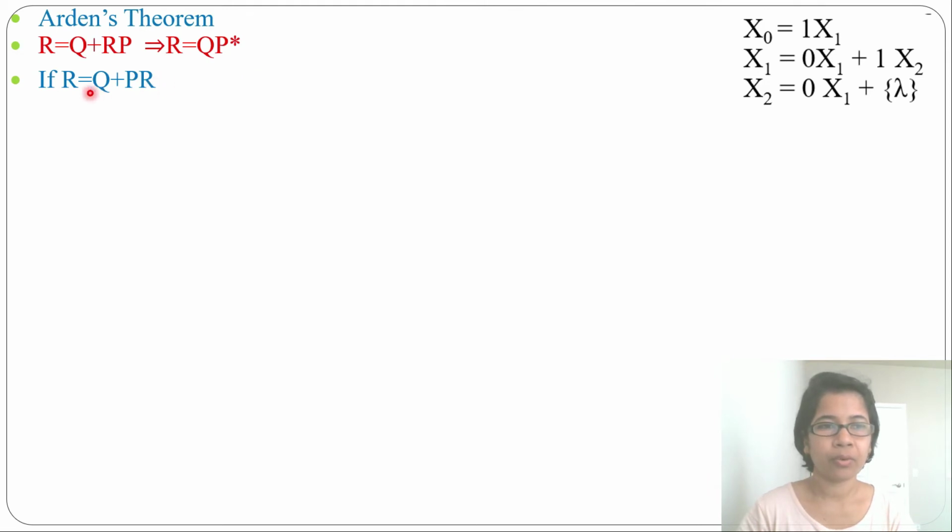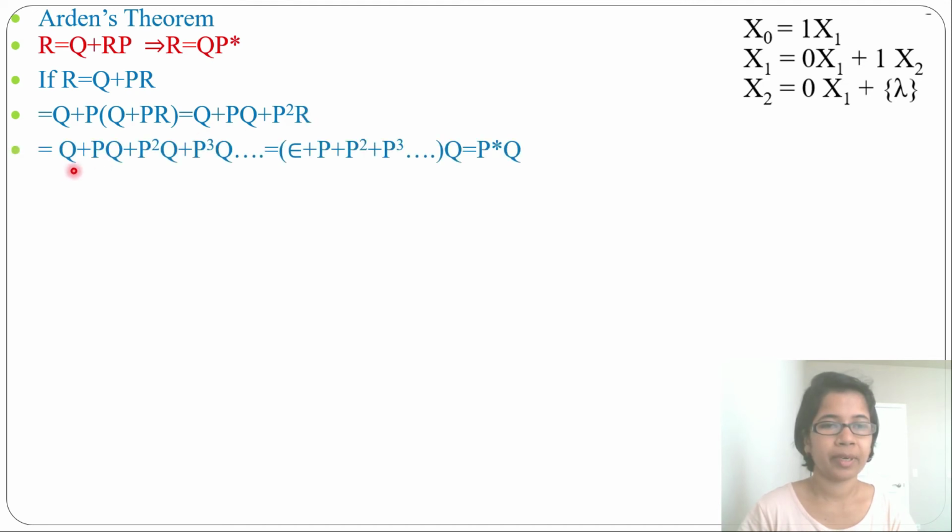But we don't know if R equals Q plus PR, then what will it be. So just try to solve this. In which way do we prove Arden's theorem? Just in place of R, substitute Q plus PR. So it will be Q plus P, and in place of this R, we substitute Q plus PR. Now simplify this. It will be Q, P concatenated with Q will be PQ, then P square R. Then again in place of this R, substitute Q plus PR, and you will find this.